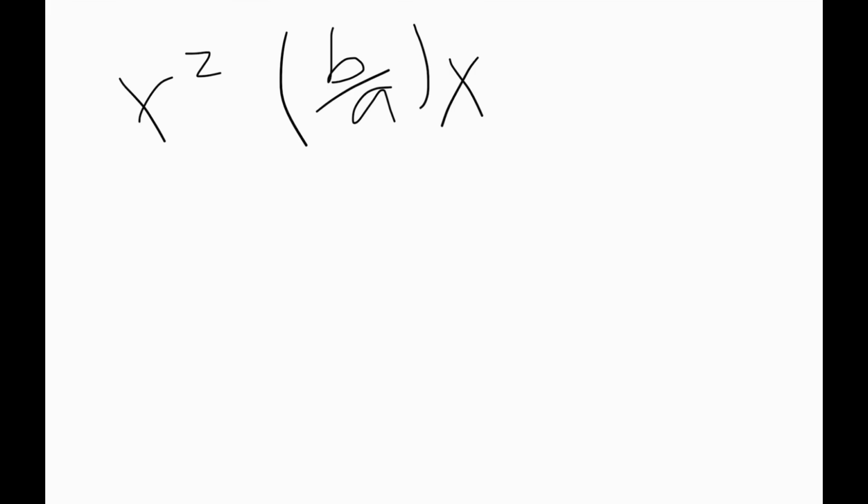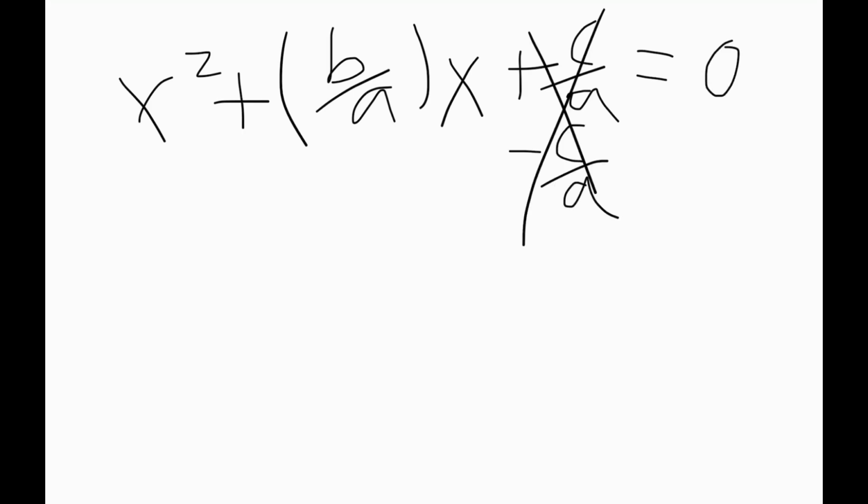So first, we have to get all the values we need for a square on the same side. In order to achieve that, we have to subtract c over a to get rid of c over a. And everything we do to one side, we have to do to the other side. So we end up with this equation.